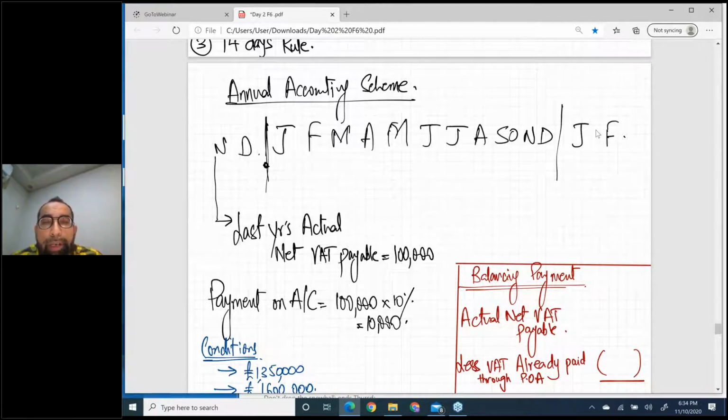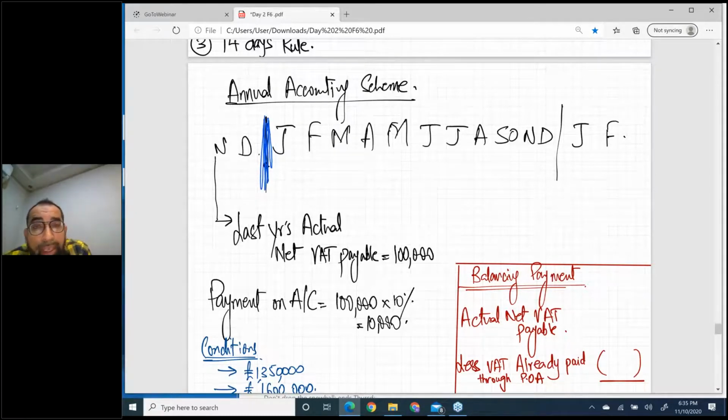If you want to practically solve annual accounting scheme, always first point out the date of joining the scheme. Let us say in my example, this example is made by me, I joined the scheme on 1st January.